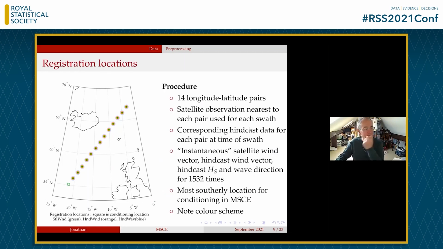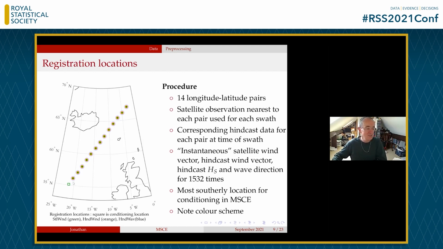To make life simple, we take these registration locations, as I've already illustrated to you. There are going to be 14 of these. What we do is take the near neighbors from the satellite swaths, and then near neighbors in terms of space and time from the hindcast, in order to get this registered set of data on these 14 points. Just to emphasize, we have satellite wind in green, hindcast wind in orange, and hindcast wave, or significant wave height, in blue.